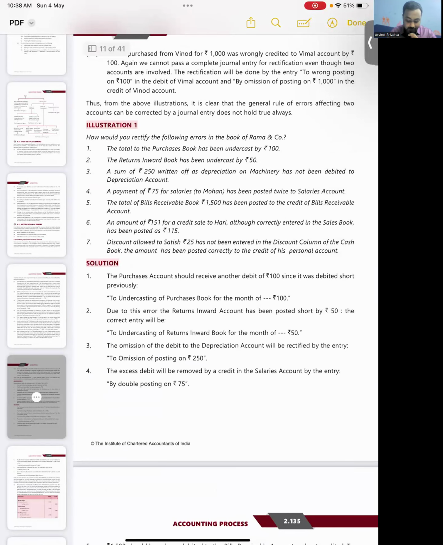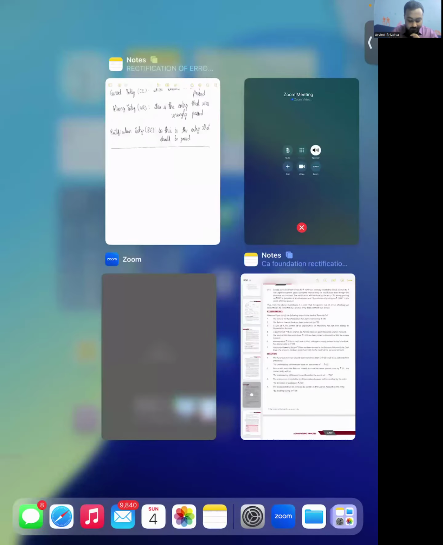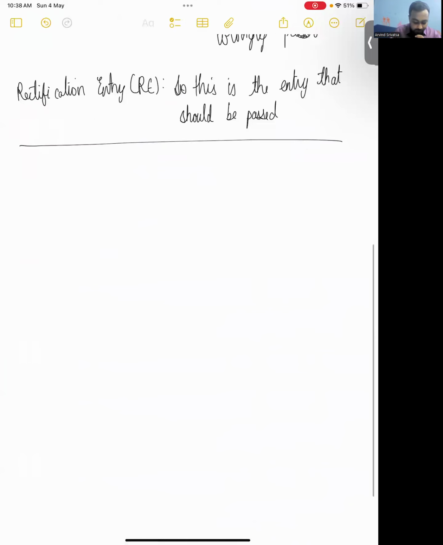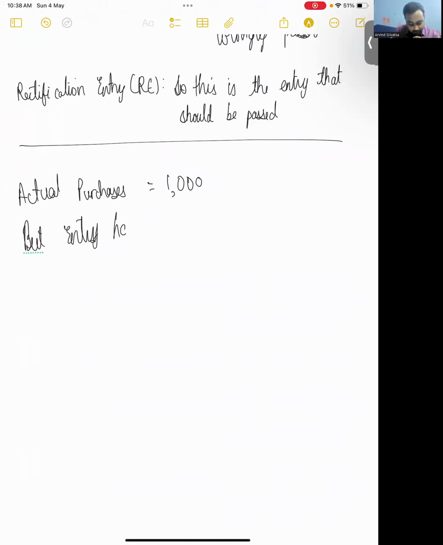So the total of purchase book has been undercast by 100. So what we are trying to say is your purchases total has been undercast by 100. So let's take this example. Let us say actual purchases is 1000, but entry has been passed only for 900.